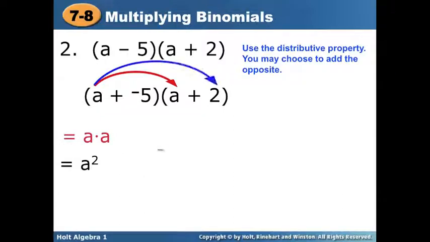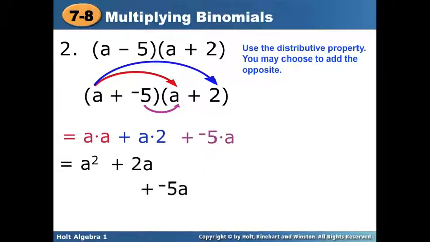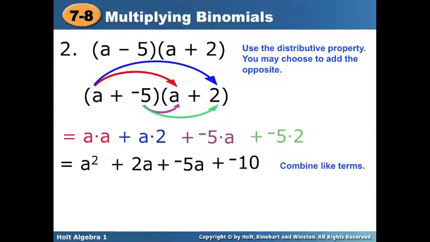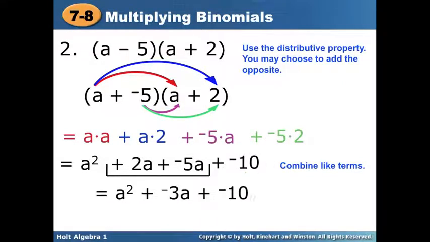A times 2 is 2a. Negative 5 times a is negative 5a. And finally, negative 5 times 2 is negative 10. Again, remember, you do not have to draw or write what came in color. Now combine your like terms to find your final answer. A squared plus a negative 3a plus negative 10. The simplest way to write this answer is a squared minus 3a minus 10.